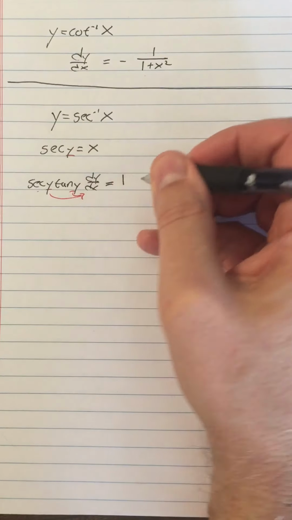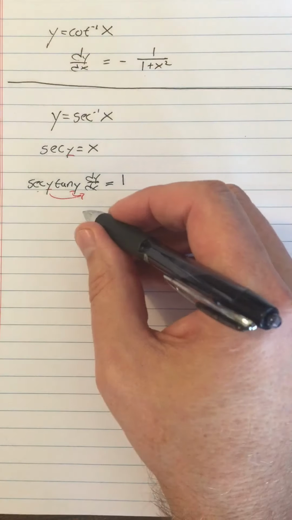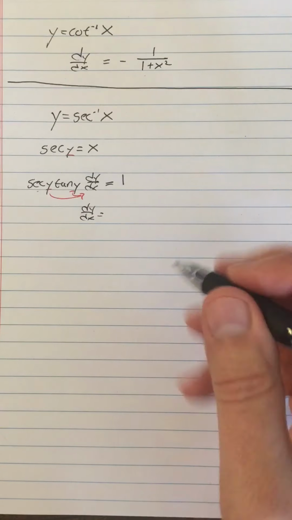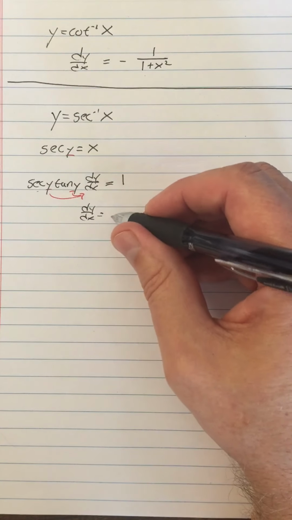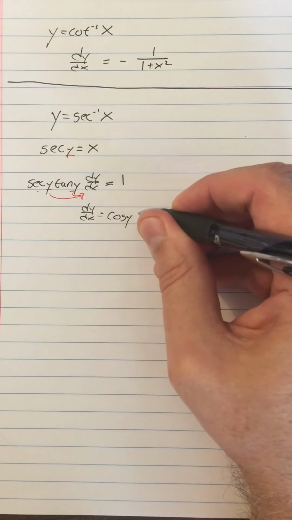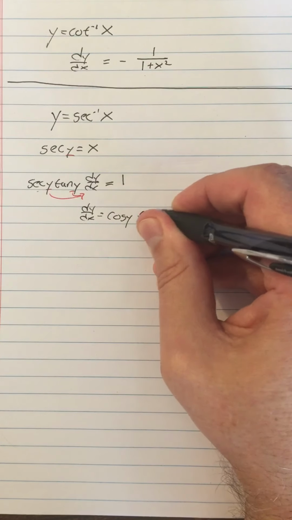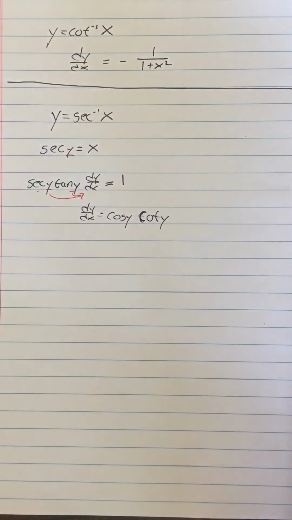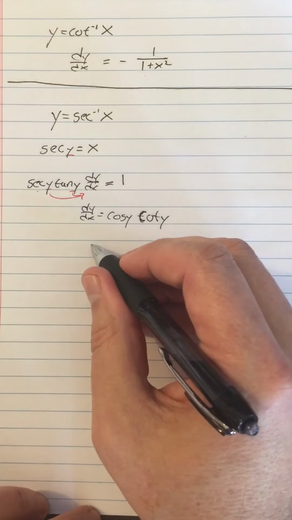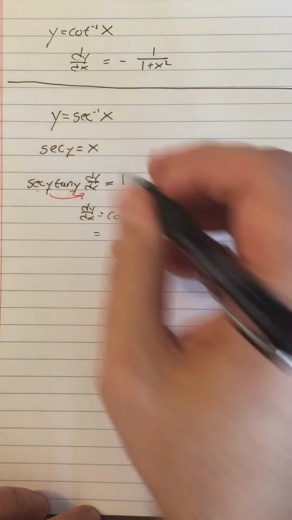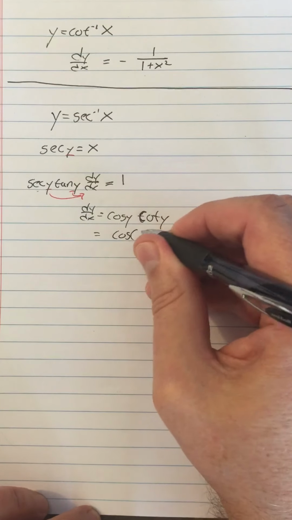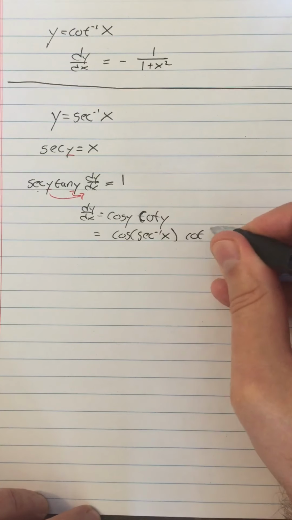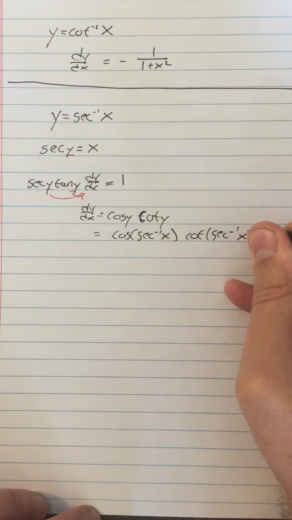Okay, and then we got 1 on this side. So then the result of that is your dy dx is, we divide both sides by secant tangent. So we can just multiply by their reciprocals and end up with cosine y cotangent, because it was tangent over here, cosine y cotangent y. All right, but then what are those things? The y is inverse secant, so I end up with cosine of inverse secant times cotangent of inverse secant of x.